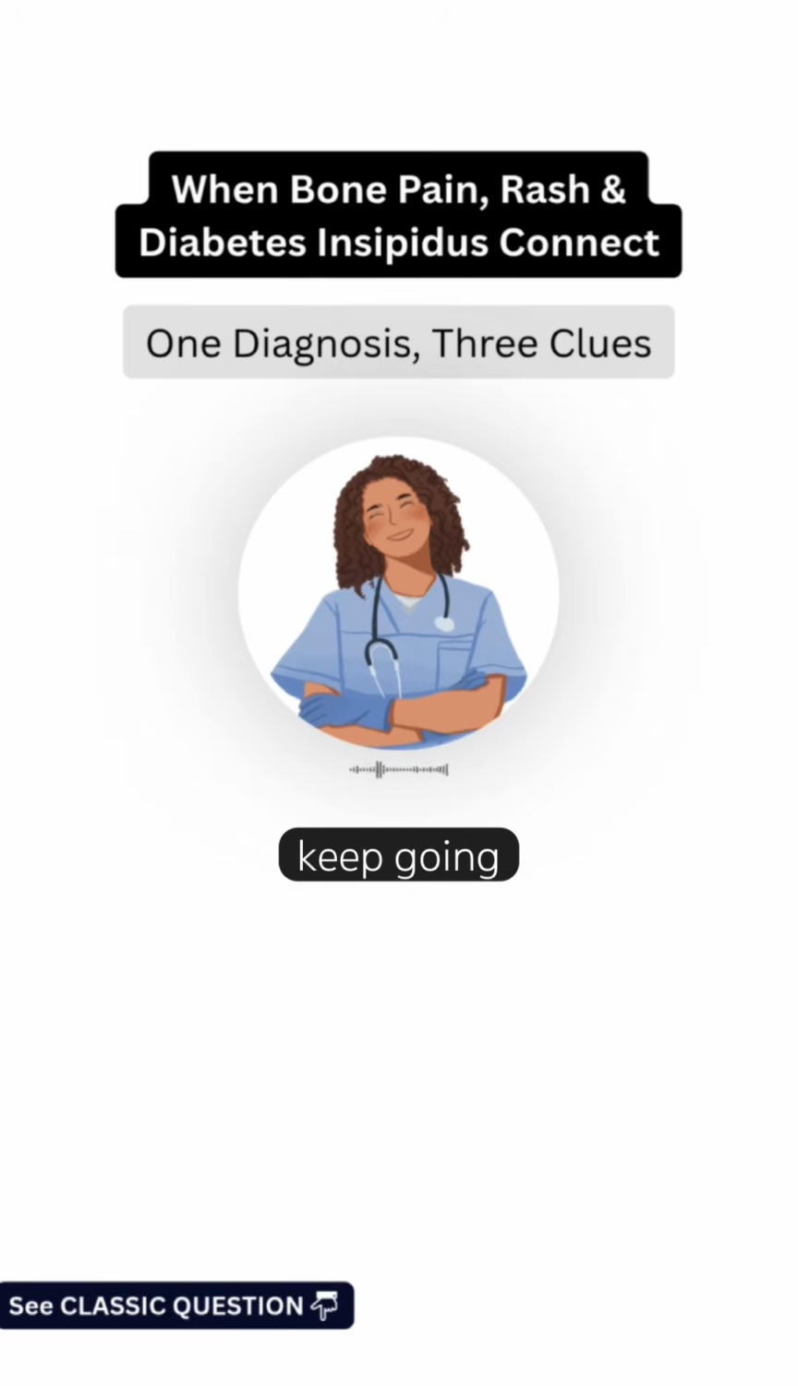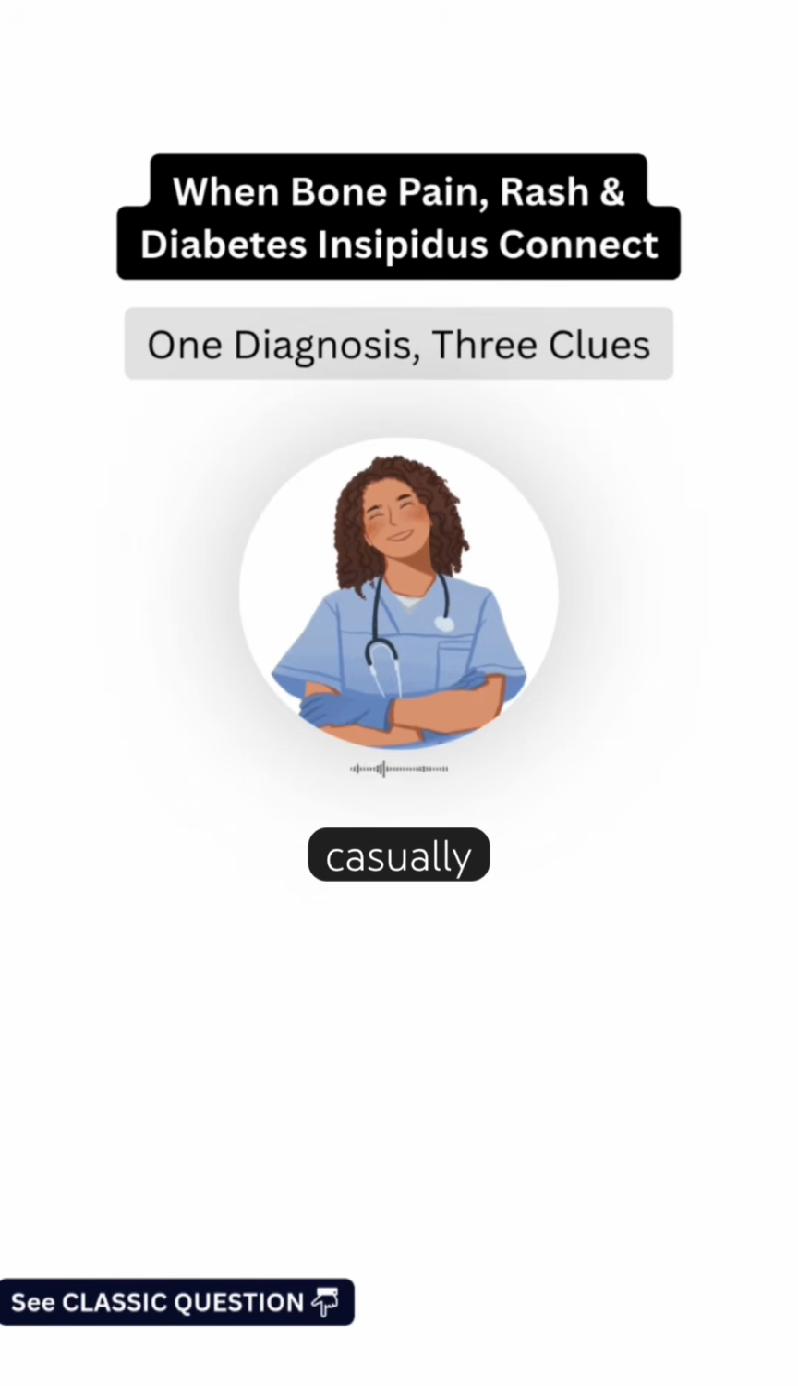Let's keep going. His sodium is 150. Oh, that's interesting. High sodium plus all that urination. Now my brain is quietly whispering, central diabetes insipidus? But how does a child with bone pain end up with diabetes insipidus? Something isn't adding up.